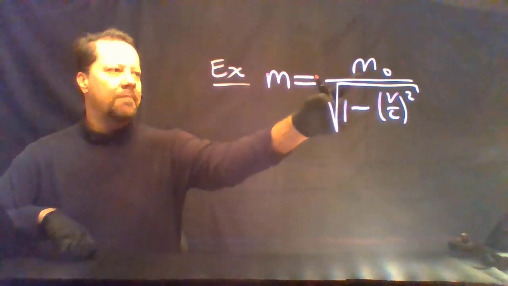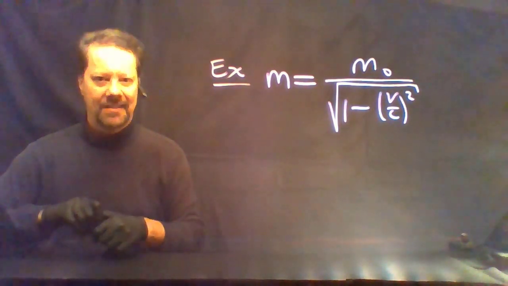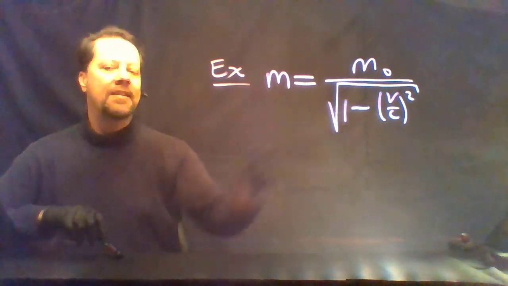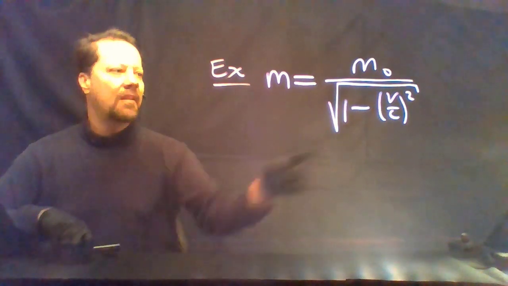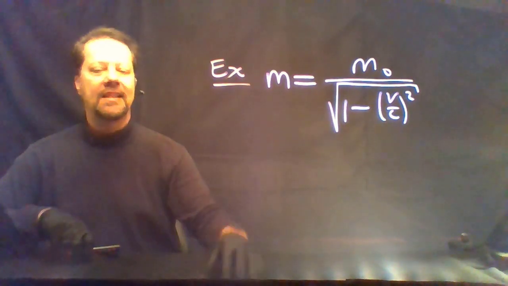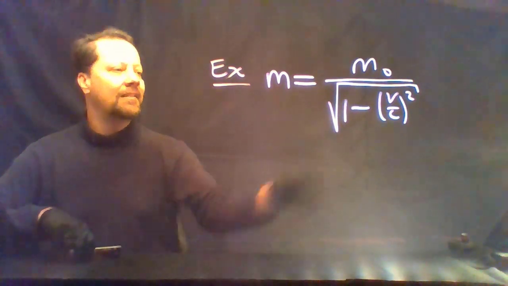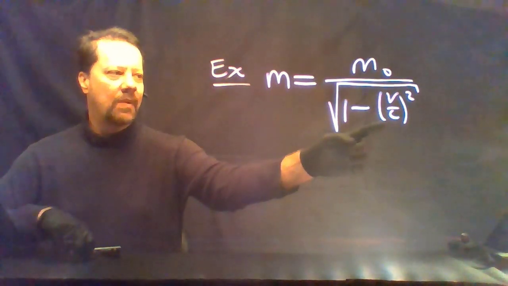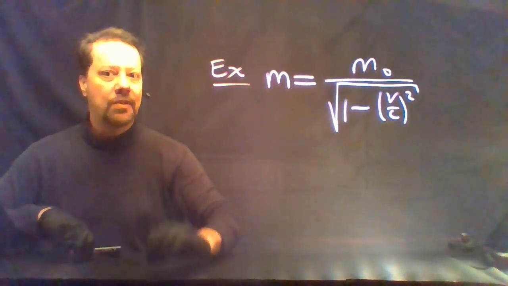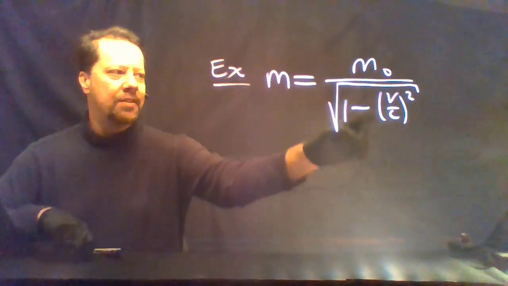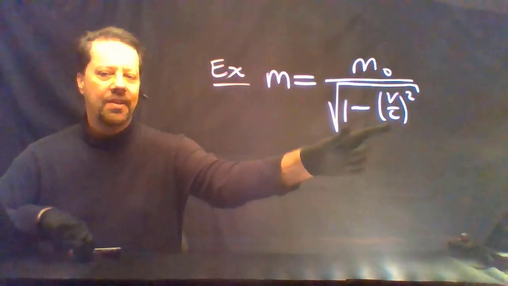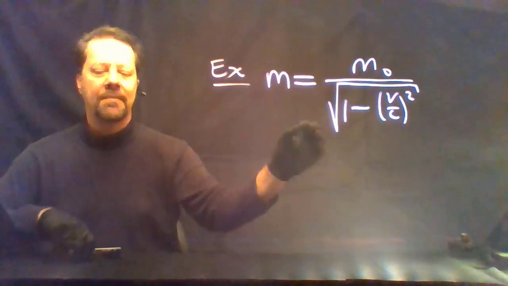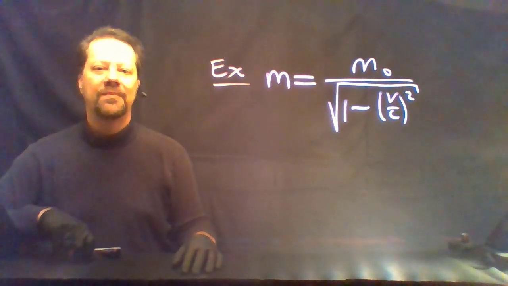Here, m naught is the rest mass of an object, v is its relative velocity to you, and c is the speed of light. So v divided by c is a fraction of the speed of light. We're going to square this. We're going to assume that you're moving slower than the speed of light, so this will be a fraction between 0 and 1. And so this subtraction here will give you something positive under the square root.